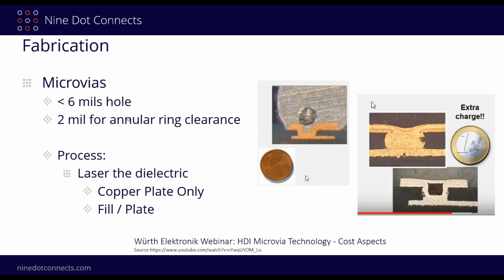All right, let's talk about microvias here for a moment. So by definition, they tend to be 6 mil or less holes. Anything bigger than that, you probably can do drill and plate. You need at least 2 mils for an annular clearance ring here. Okay, and I think that's probably getting even too big for the ones they can do these days. What's the process? Really, they're taking a laser to etch out that dielectric rather than a drill, and you can do either copper plate only or a fill-in plate.